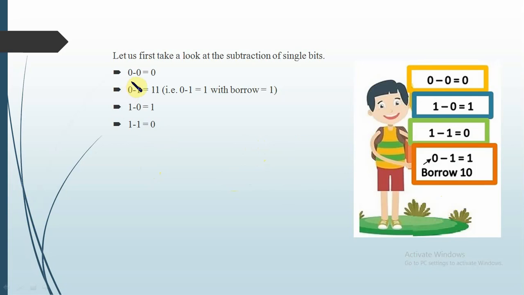We already saw this in the number system video. Here 0 minus 0 is 0. 1 minus 0 is 1, directly it gets 1. 1 minus 1, same terms, is 0. But here 0 minus 1 becomes 1 with a borrow of 1, that is 0 minus 1 is 1 with bar 1. In some image, the signals of some subtraction will be shown.